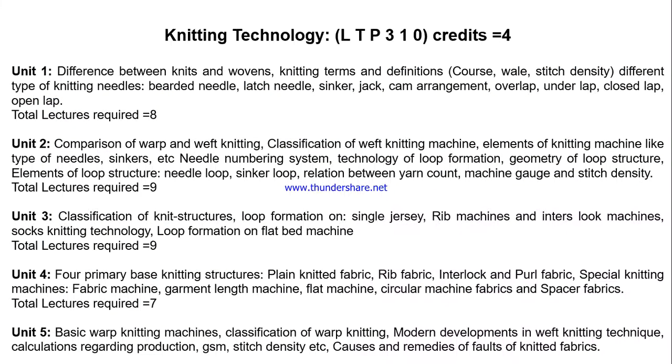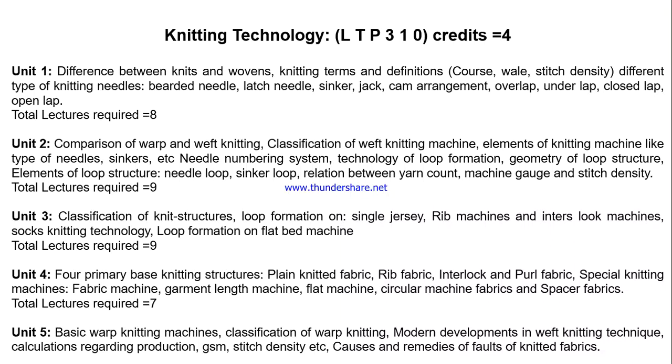So this is the syllabus. Based on the course outcomes, your syllabus has been formulated in this way. There are 5 units in the syllabus. It is an LTP 310 course, that means lecture, tutorial and practical. It is a 4 credit course. So unit 1, there is the difference between knit and wovens, knitting terms and definitions, different types of knitting needles, such as bearded needles, latch needles, sinkers, jack, cam arrangement, overlap, underlap mechanisms, closed lap, open lap mechanism, etc.